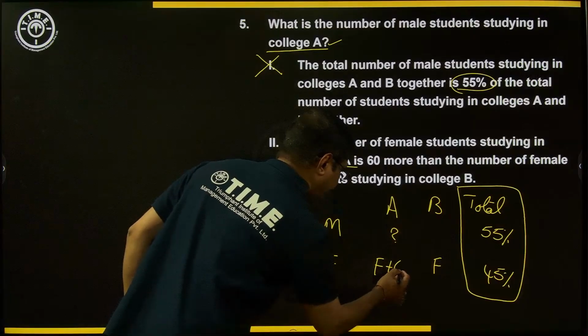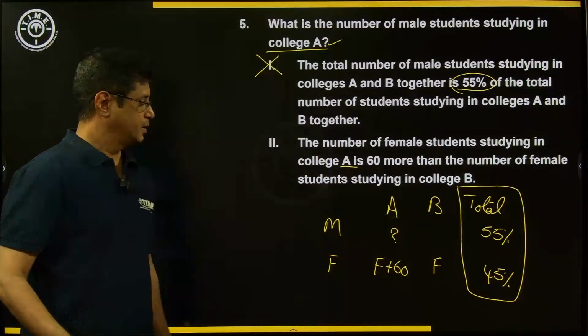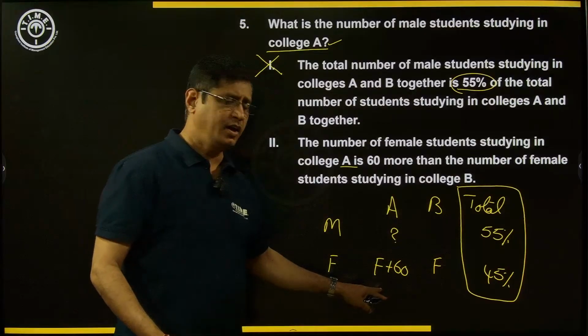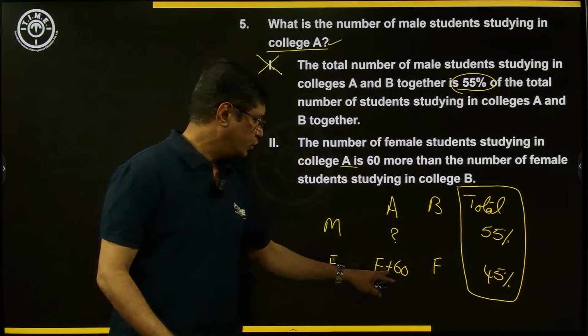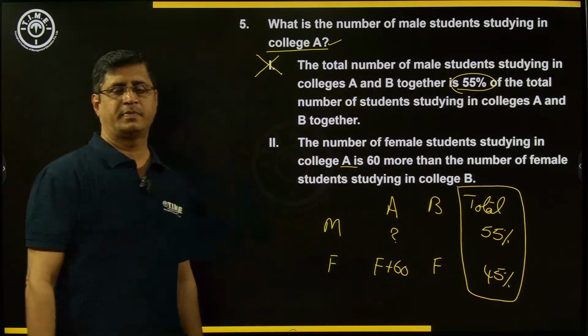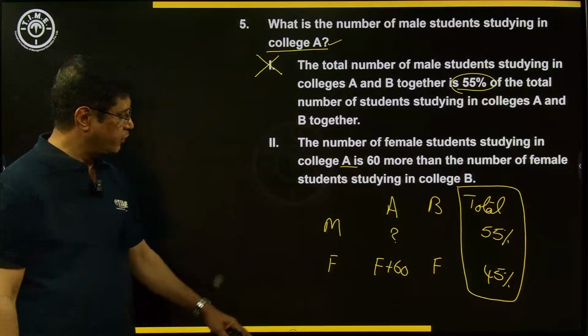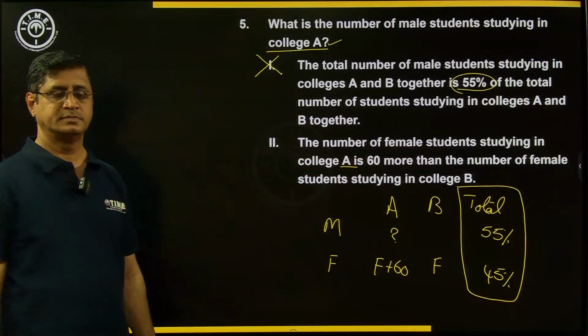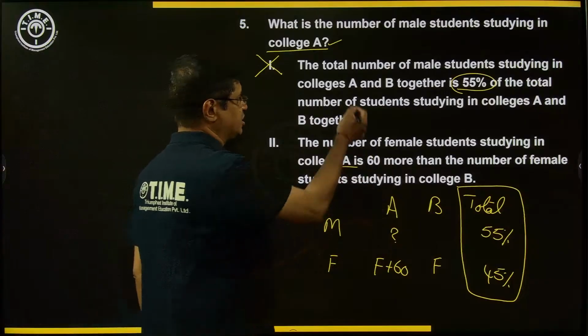Okay. This is the females. The number of females in B and the number of females in A, when you observe the value here, it is 60 more. So can we find the number of males in A? No, not possible. Now, what about combining both the statements?